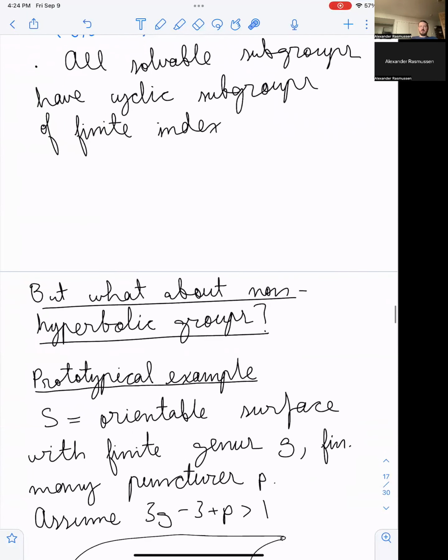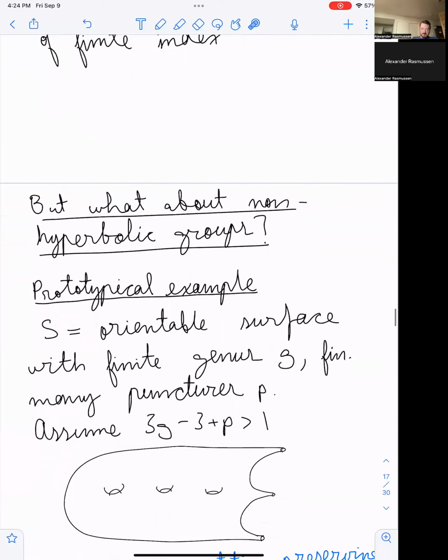But what about non-hyperbolic groups? So there are many groups that people in geometry and topology care about that are not hyperbolic. So I'm going to focus on one prototypical example for the rest of the talk, and maybe at the end just kind of mention some other groups.